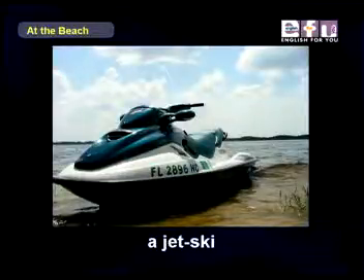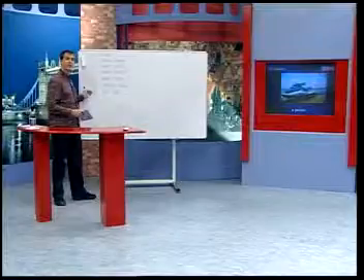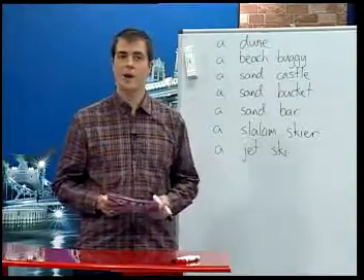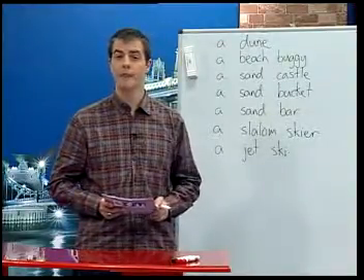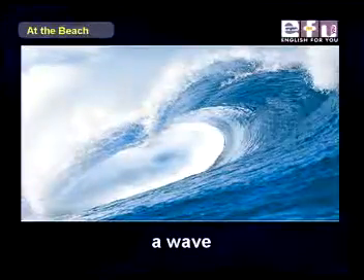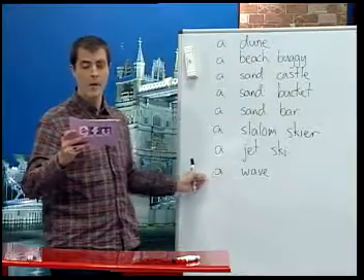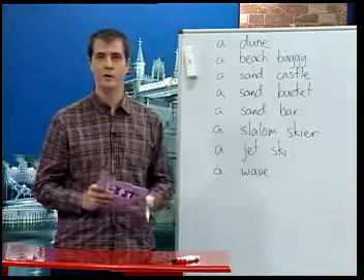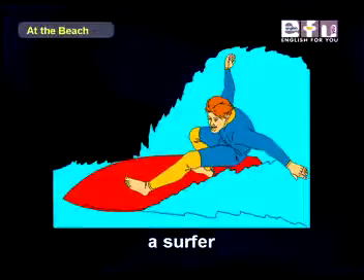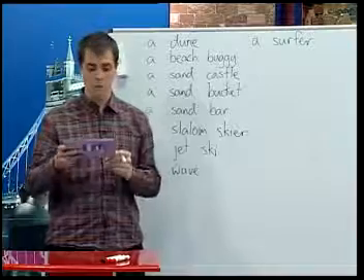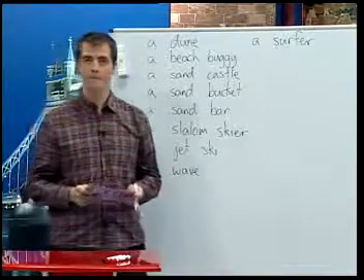A jet ski. A jet ski is a small, fast boat that one or two people can ride for fun. We have a wave. A wave is a line of raised water that moves across the surface of the water. A surfer. A surfer is a person who rides over the water on a special board.